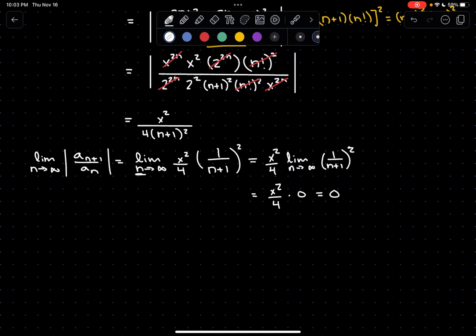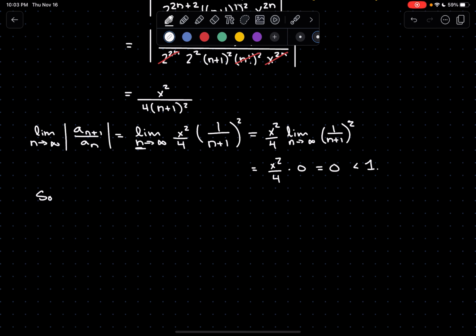And our convergence condition is that we want this less than 1, right? So for what values of x is 0 less than 1? Well, there's no x, right? There's no x in there. It doesn't matter what x value I pick. I'm always going to get 0, and that's always going to be less than 1, right?